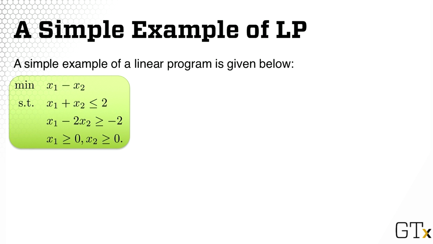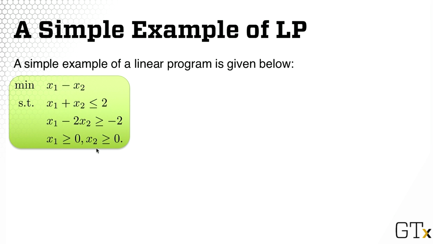Here is a simple example of only 2 variables. The linear objective is to minimize x1 minus x2, subject to 2 constraints and also non-negativity constraints. So the first constraint is x1 plus x2 less than or equal to 2. This is a linear constraint because we have a linear function on the left-hand side and a constant on the right-hand side. And then the second constraint is x1 minus 2x2 greater than or equal to negative 2.